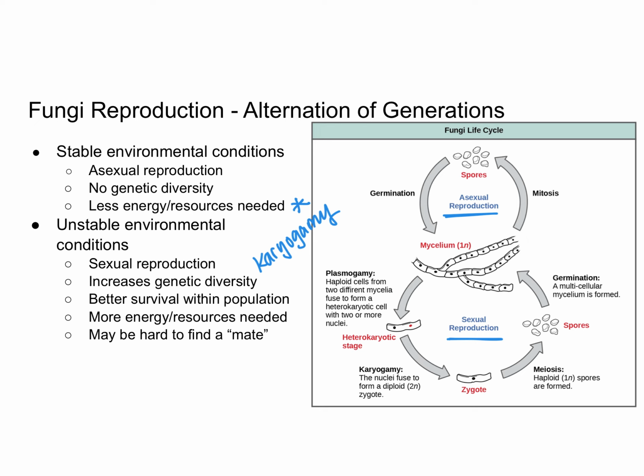So this increased genetic diversity leads to better survival within the population. So it doesn't necessarily mean that the individual spores are going to have a better survival advantage. It means that some of them are going to survive and others are not. But overall, as a population, at least some of those spores are more likely to survive and reproduce.